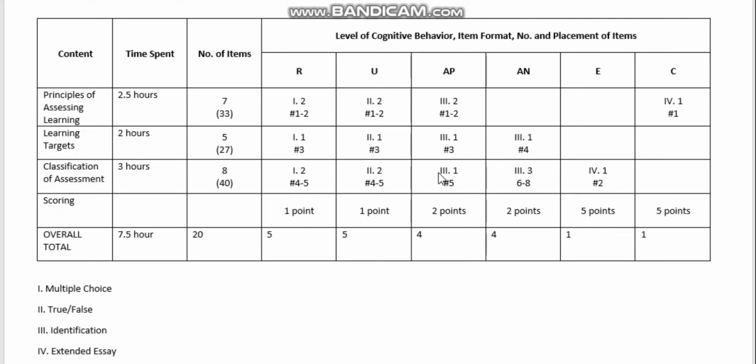Okay, for another example, if we have here for test 2, number 2, your question must be about classification of assessment. So that is one of the benefits of using the table of specification.